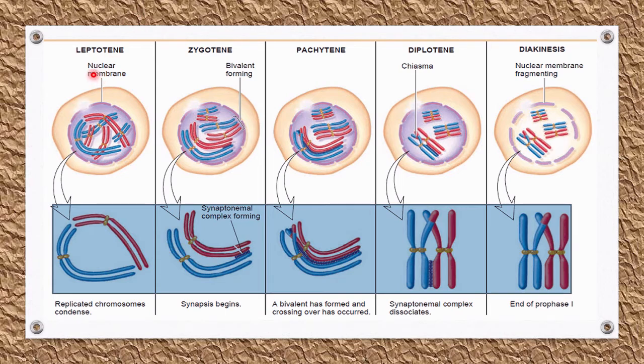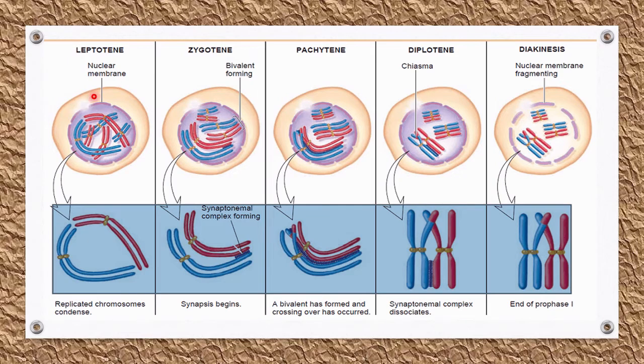In the last lecture we discussed prophase 1, which includes 5 stages. That includes leptotene, in which a replicated chromosome will be condensed and appear like a thread-like structure, and that's why it is called the leptotene phase. You will also observe in this phase that the nuclear membrane starts disappearing and breaking down.